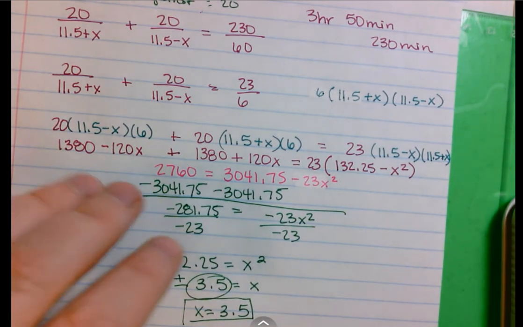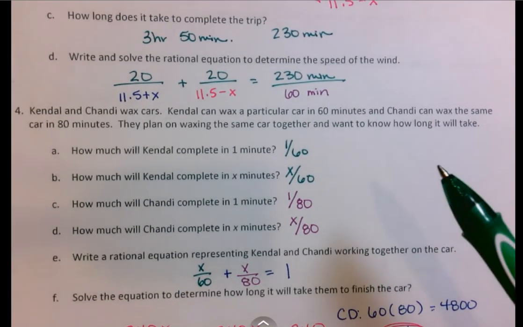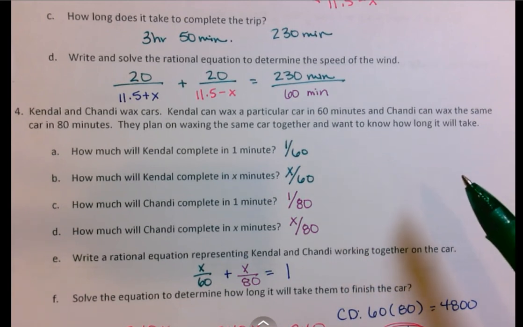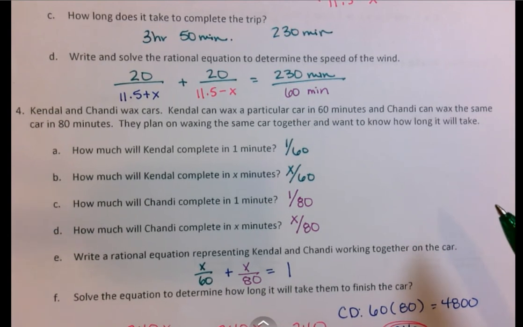Alright, last one that I have for you is a car problem. So I'm going to read you the problem and I'm going to work through it. So Kendall and Shandy wax cars. Kendall can wax a particular car in 60 minutes and Shandy can wax the same car in 80 minutes. They plan on waxing the same car together, how long would it take.